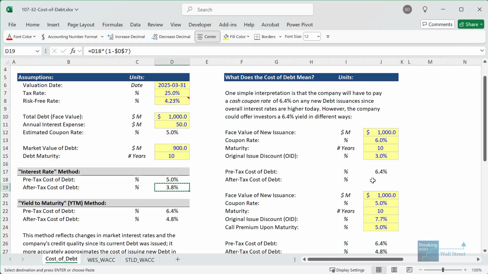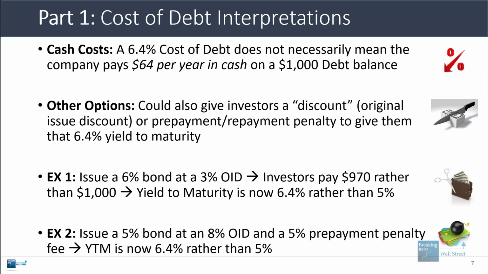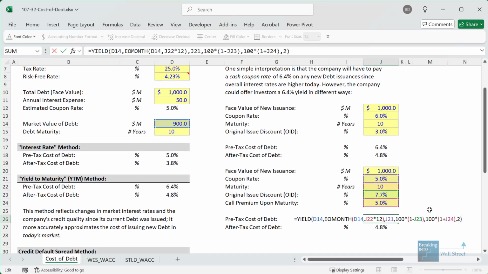And I can copy and paste over the after-tax formula. So this is just one example of what a company might do. If it doesn't want to pay for that full 6.4% interest in cash, it does have other options to increase the effective cost without paying quite as much in cash interest expense each year. And then if there's a prepayment penalty, it's the same thing, except now, if you look at the formula and the way it's modified, they get back 5% more at the end.